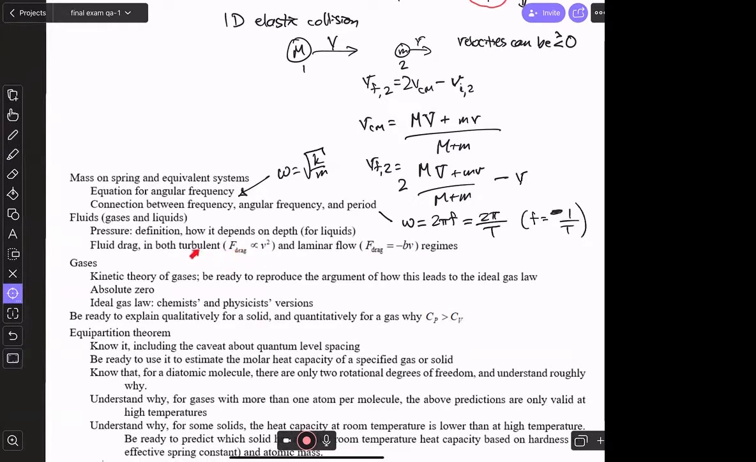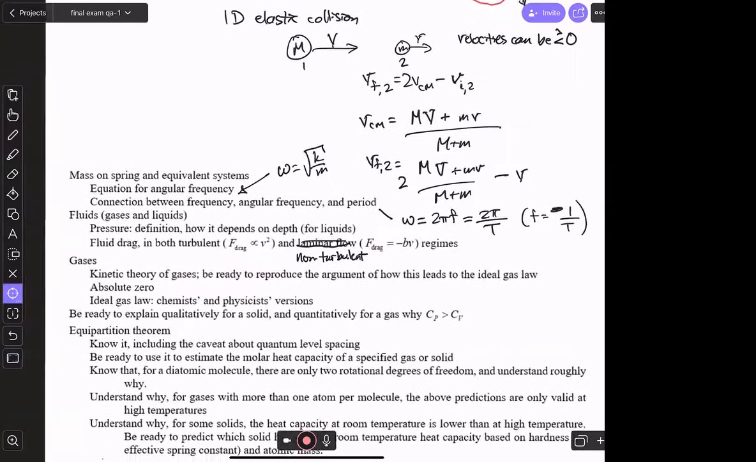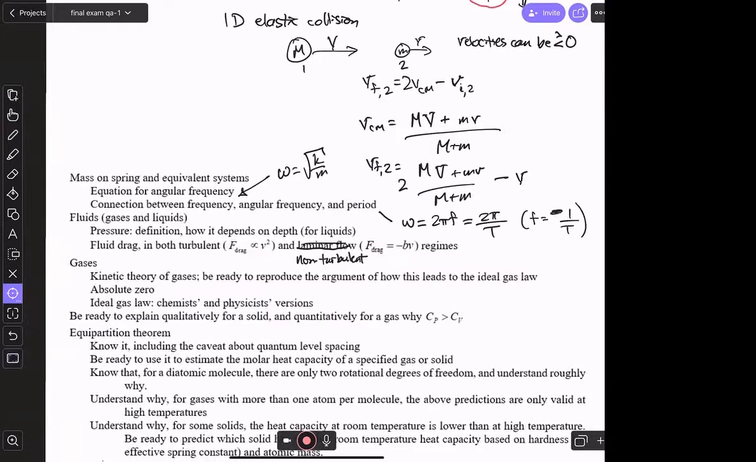So just be aware that when you're in the turbulent limit, the fluid drag is proportional to the square of the velocity. Instead of laminar flow, I should have written non-turbulent limit. Sorry, in the turbulent limit, it's velocity squared. Non-turbulent limit, it's just velocity. Is v a scalar value for F drag? Yes.